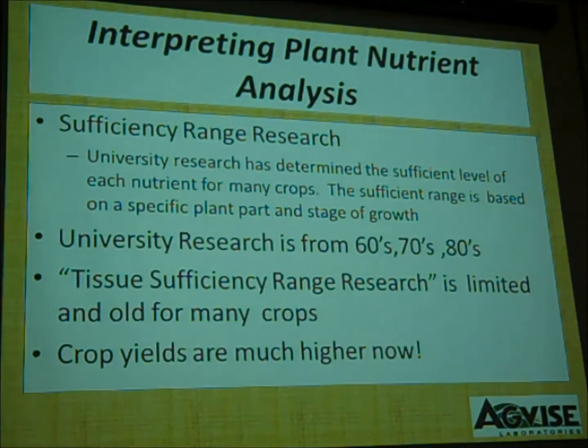People argue that crops are much higher yielding now, so the sufficiency ranges must be different, must be higher. I don't know, I suspect that's probably not the case, but it would be nice to have some research to show that. Most of the sufficiency ranges that we use come from university research. On many crops outside of corn, soybeans, and wheat, for example, it's hard to find really good sufficiency ranges based upon research where you know where it came from. If you do find it, a lot of times it's older information. So that is in question, and we get questions on that quite often.